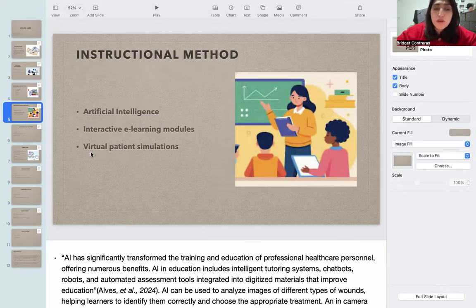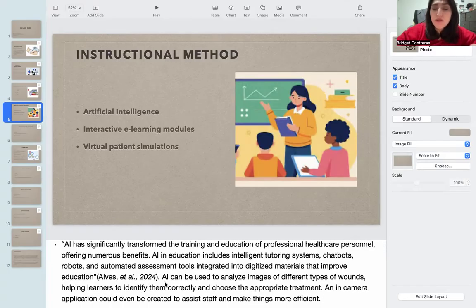Instructional methods would include AI, artificial intelligence. AI has significantly transformed the training and education of professional healthcare personnel, offering numerous benefits. AI in education includes intelligent tutoring systems, chatbots, robots, and automated assessment tools integrated into digitized material that can improve education. Alves et al., year 2024.